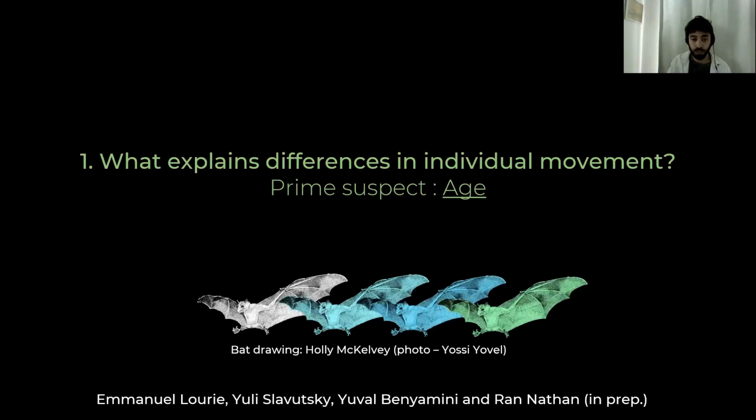So the first question that we ask is what explains differences in individual movement, and our prime suspect is age, because age is related to experience, and you expect more experienced individuals to be more targeted, more efficient, and to fly in a much more efficient manner.